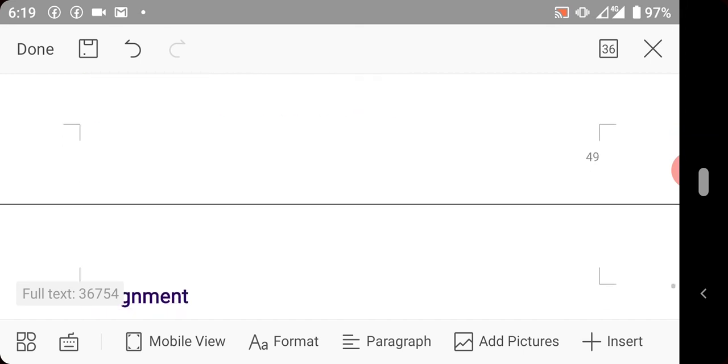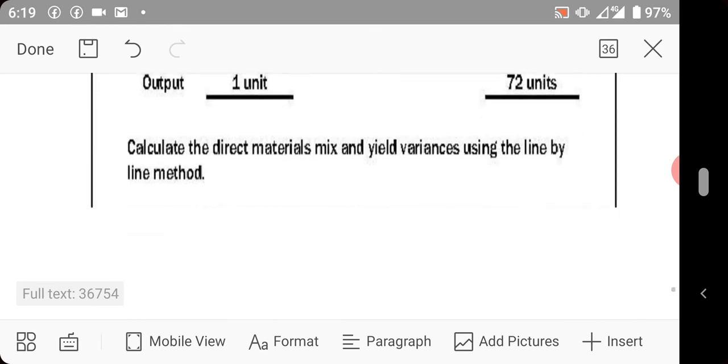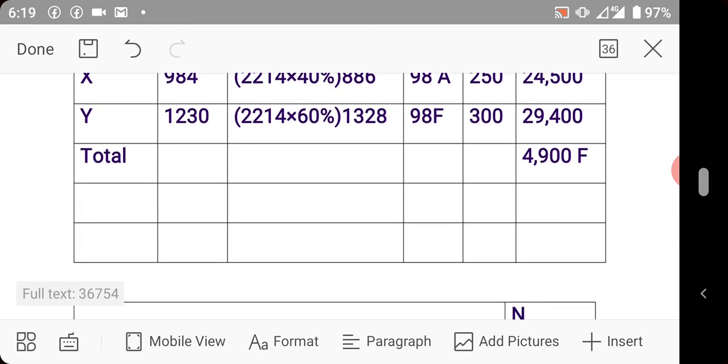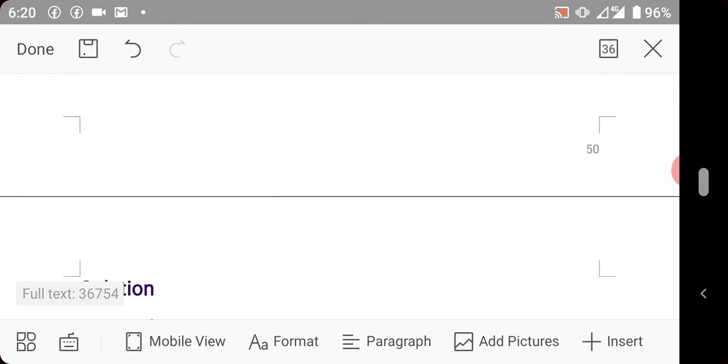So now I have another question which you shall look at. It's an assignment for you, although I also provided the answers. So look at it and appreciate it. In our next class, we'll be looking at sales volume, mix, and quantity variance.